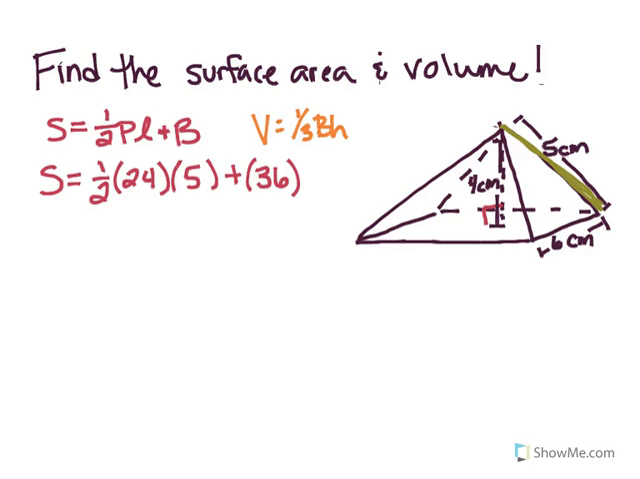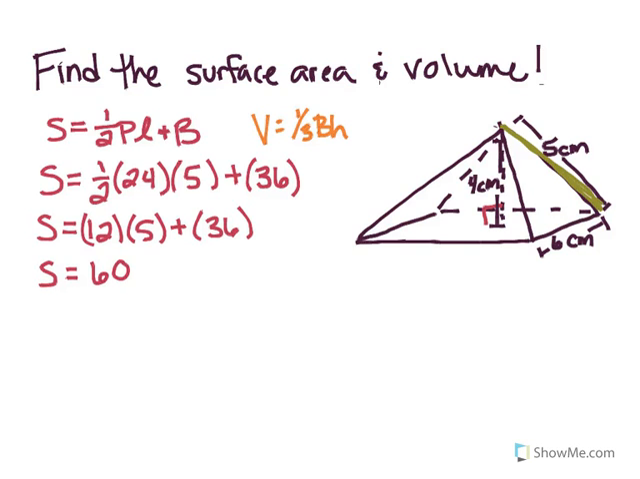So we work this out, and half of 24 is 12. And then times 5, and then plus 36. And 5 times 12 is 60 plus 36, which is equivalent to 96. And this is centimeters squared, because this is an area value, and all area is represented by a squared. So there's our first one.